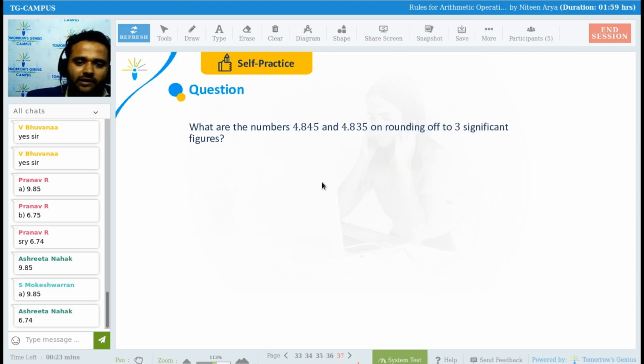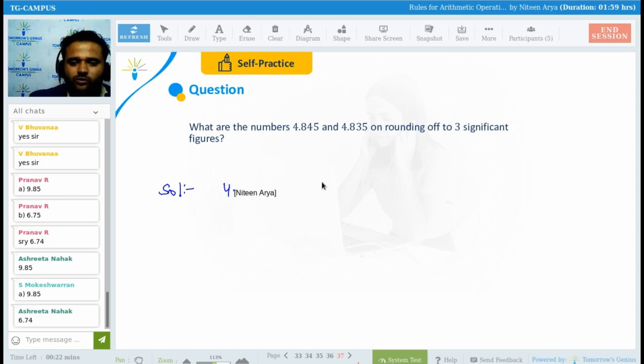Okay, find this one. What are the numbers on rounding off to three significant figures? The same answer is going to be here as well. Okay, it's done. That is the same answer. I need to personally check the level of the question.